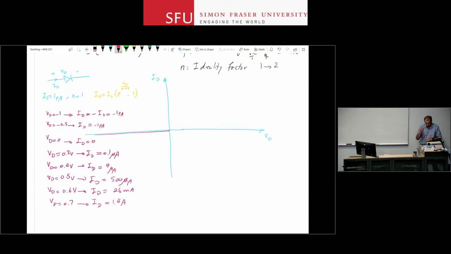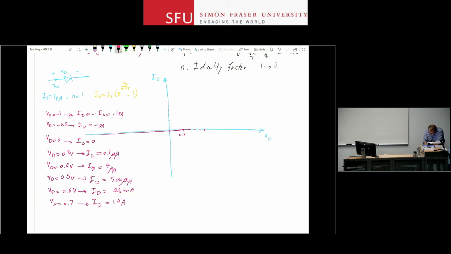So if I want to keep drawing this, let's say each one of these small divisions is half a milliamp or 1 milliamp, right? So at 0.3 volts, I still don't have anything, so it's basically very close to the axis. It's positive for sure, but I cannot see it on this drawing. So this is 0.3, 0.4, 0.5, 0.6, 0.7. At 0.4 volts, again, it's a positive value, I cannot see it.